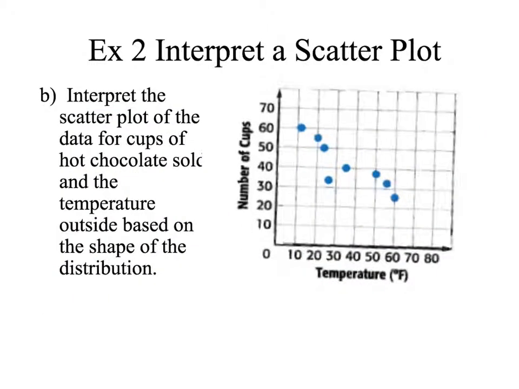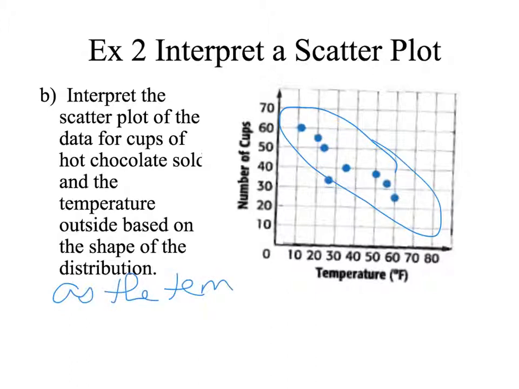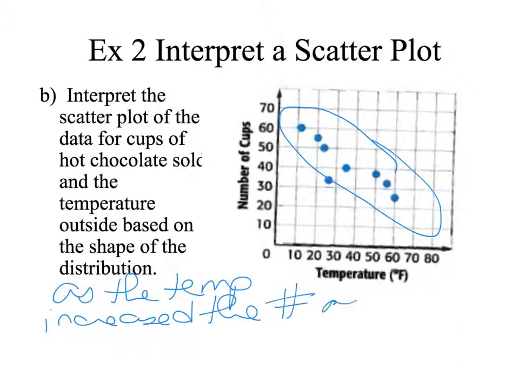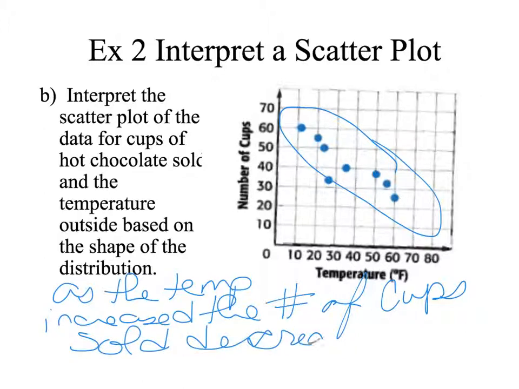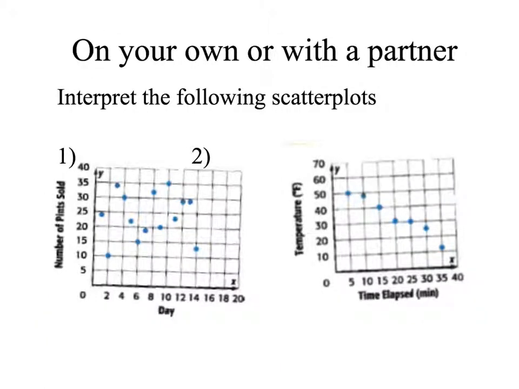Same thing. Hopefully you're seeing a negative linear correlation. So as the temperature increased, the number of cups sold decreased. And again, it should make sense. As your temperature gets higher, chances are you're going to sell less hot chocolate. Try these two on your own.